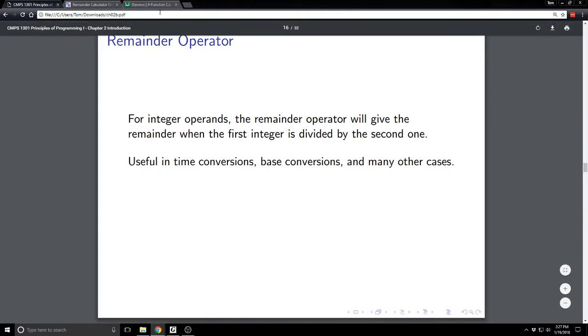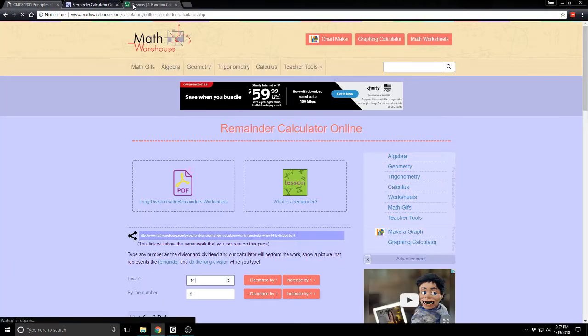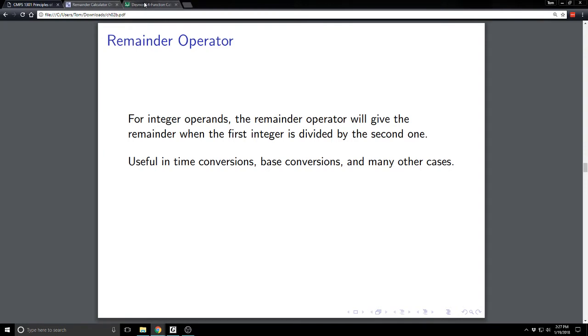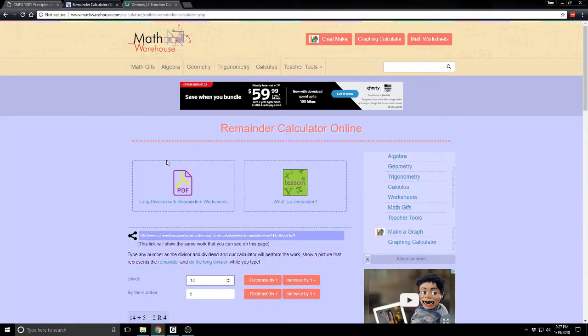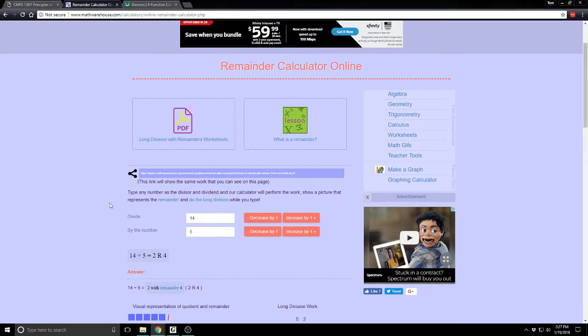So let's take a look at an example. Let's say we had 14 remainder 5, and I have this app that I found that will show you how to do it. Just regular long division is what this one is for, and you have to ignore Chucky over here. So we want to divide 14 by 5, and we don't want the actual quotient that you normally have with division. What we want is the remainder, right?